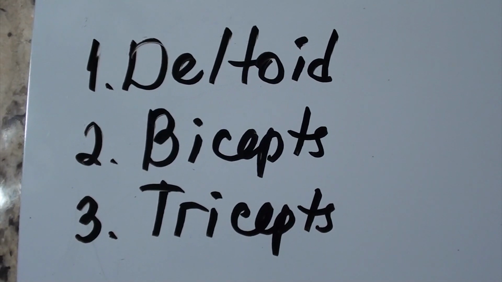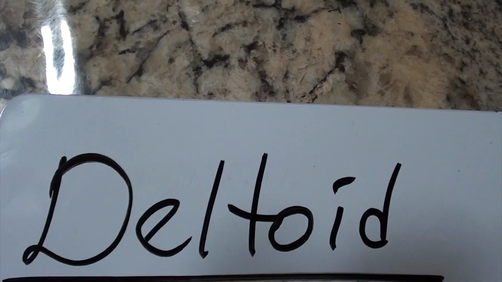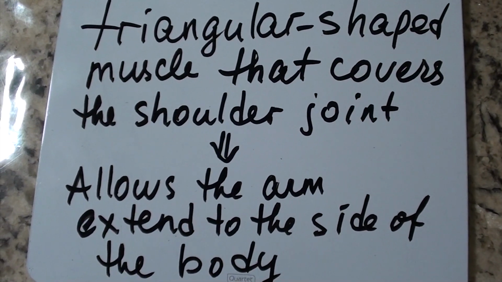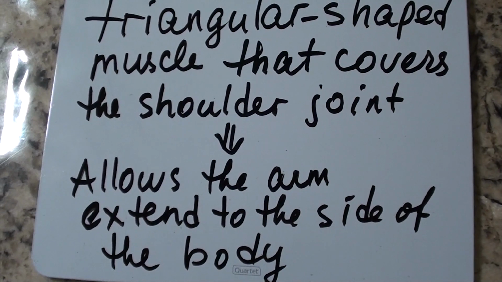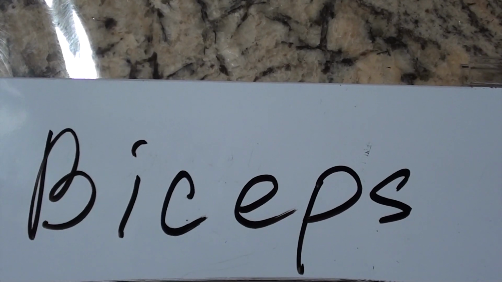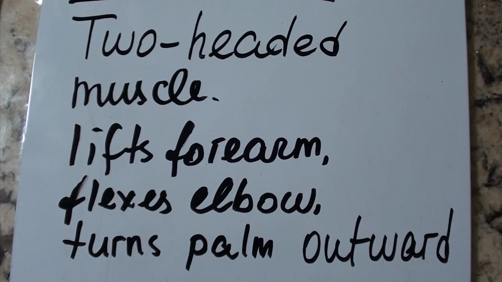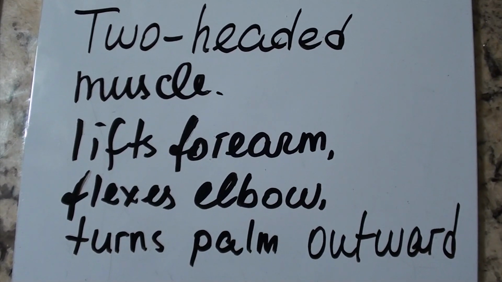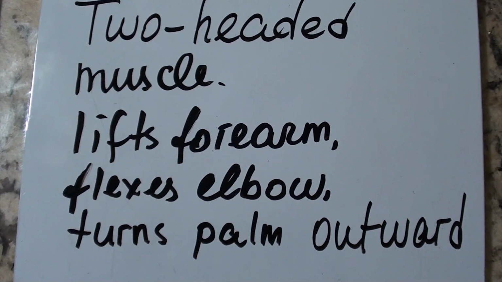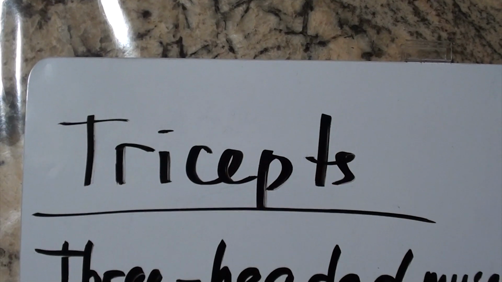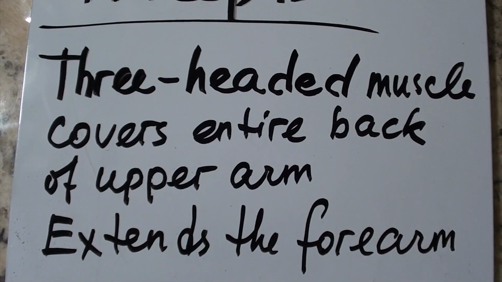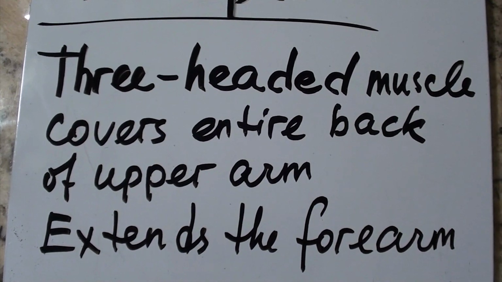Muscles of the shoulder and arm. Deltoid, biceps, and triceps. Deltoid is a triangular shaped muscle that covers the shoulder joint and it allows the arm to extend to the side of the body. Biceps are two-headed muscles that lift the forearm, flex the elbow, and turn the palm outward. Triceps, a three-headed muscle, covers the entire back of the upper arm and extends the forearm.